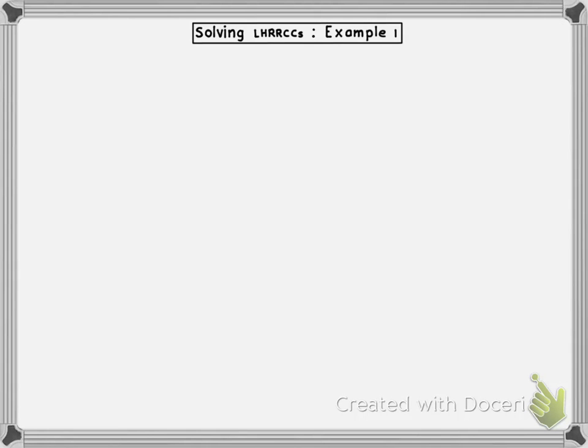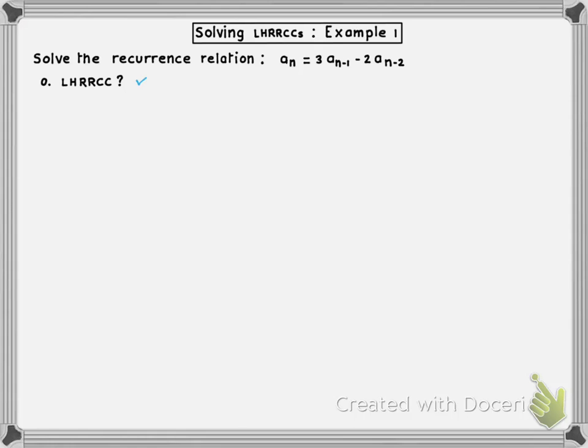Welcome back. In this segment, we're going to illustrate the algorithm to solve LHRRCCs using a concrete example. In fact, we're going to solve this recurrence relation which we saw in a previous segment. Before we apply the algorithm, we must always check that the recurrence relation is indeed a LHRRCC. That's the case here. I'll let you check that the recurrence relation is linear, homogeneous, and has constant coefficients.